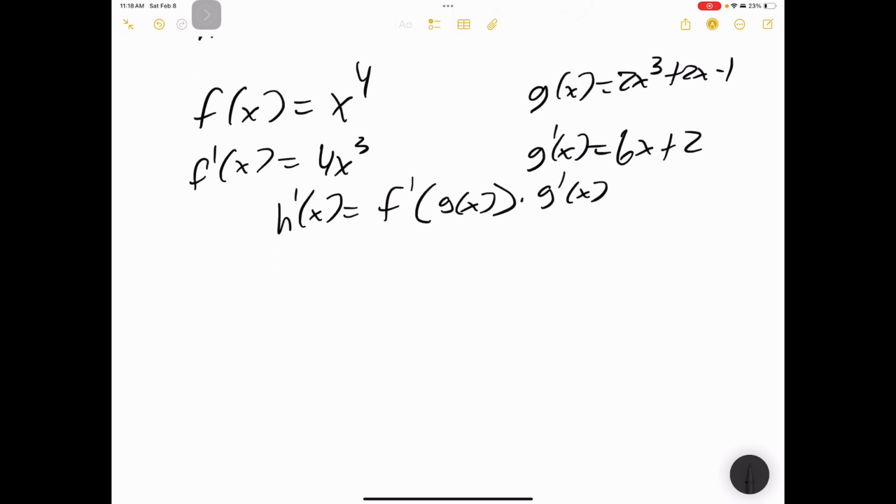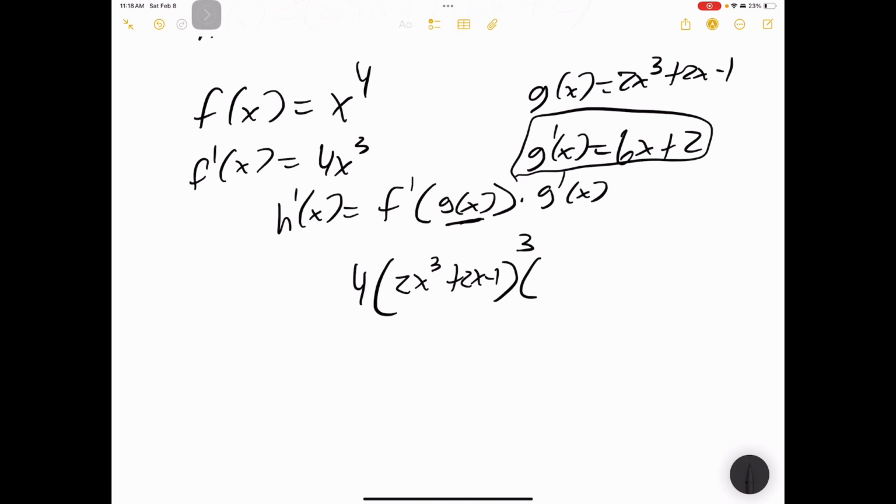And then we can just plug those pieces in. We have f prime is 4 times something to the third power. That thing inside is going to be g of x, which is 2x to the third plus 2x minus 1. And then the derivative of the inner function, g prime of x, is just 6x squared plus 2. And that's all there is to it.